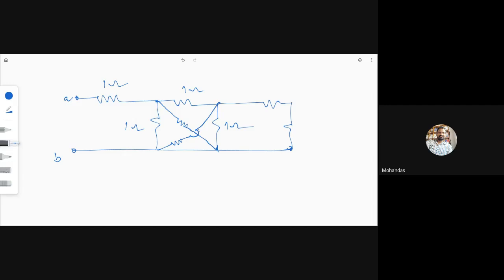So in this situation, how to solve this problem here? This is B terminal and this is B terminal and this is also B terminal. This is 1 ohm and 1 ohm. In this situation, how to carry out this problem?